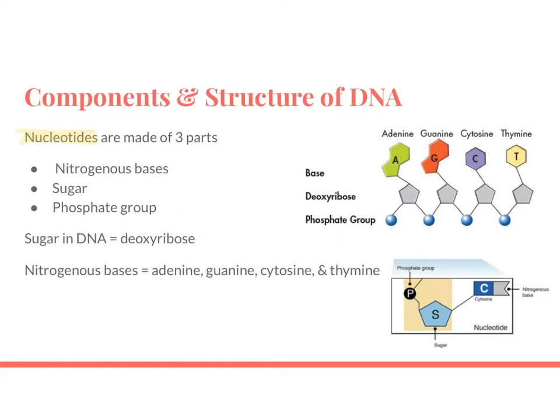When we look at the components, one of the main components is nucleotides. So what are nucleotides? Well, nucleotides are made up of three different parts. Those three parts are the nitrogenous bases, sometimes we just call them the bases, there's also a sugar, and then a phosphate group.